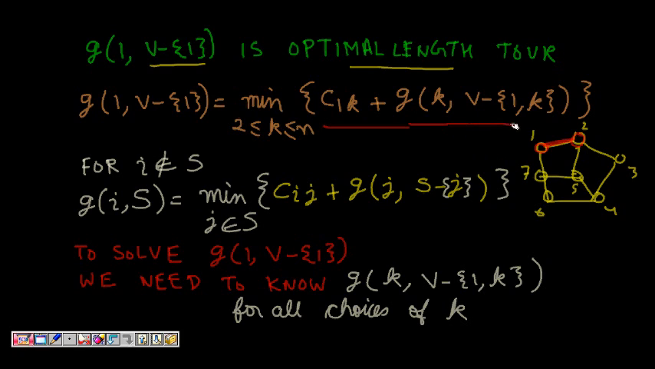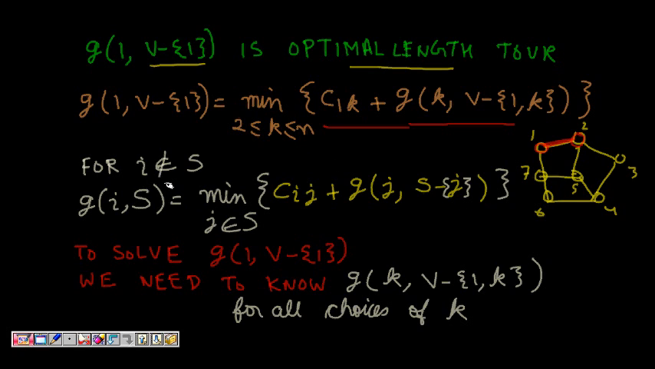So I will try to find the minimum among all of them, for which this summation c1 to k plus the sum of the path from that node k to node 1 with the set of nodes that are covered is V minus 1 comma k. So I hope it's clear.